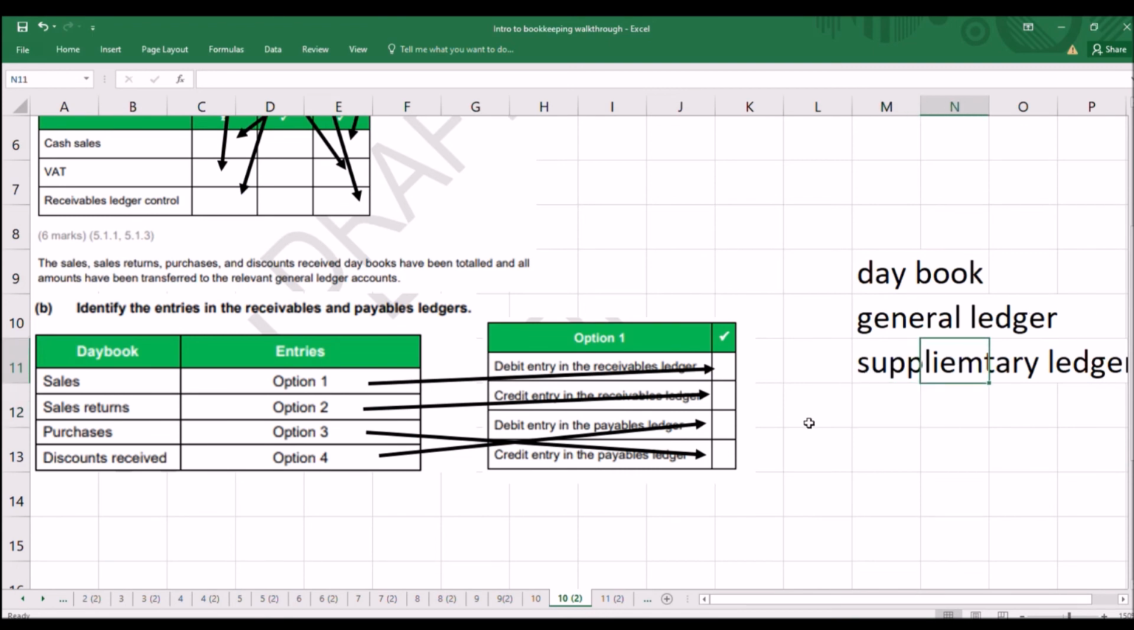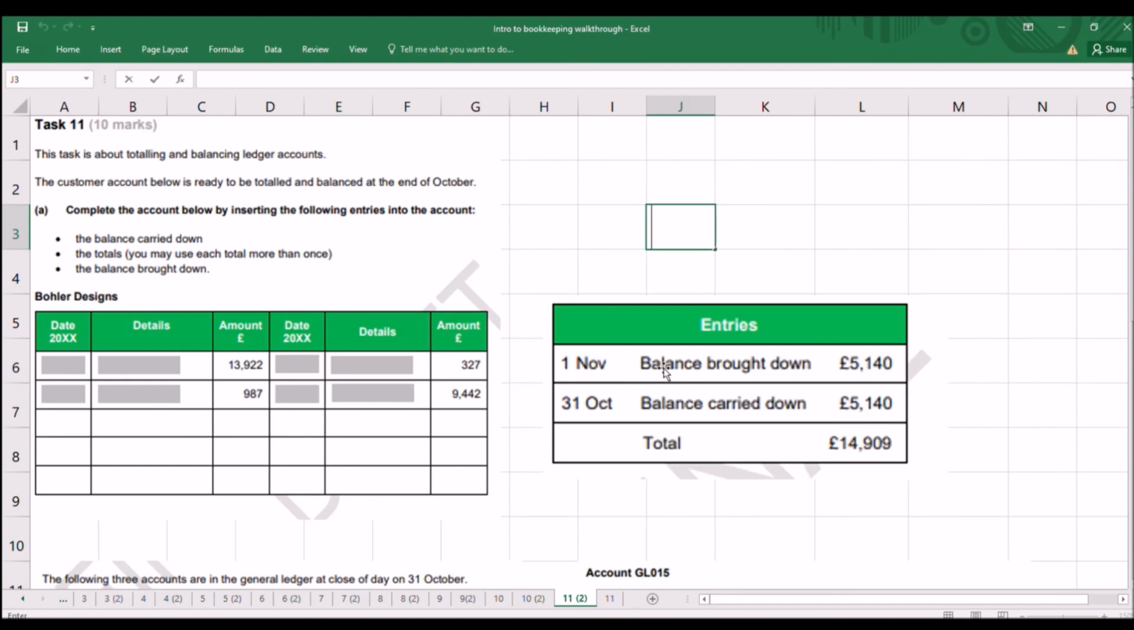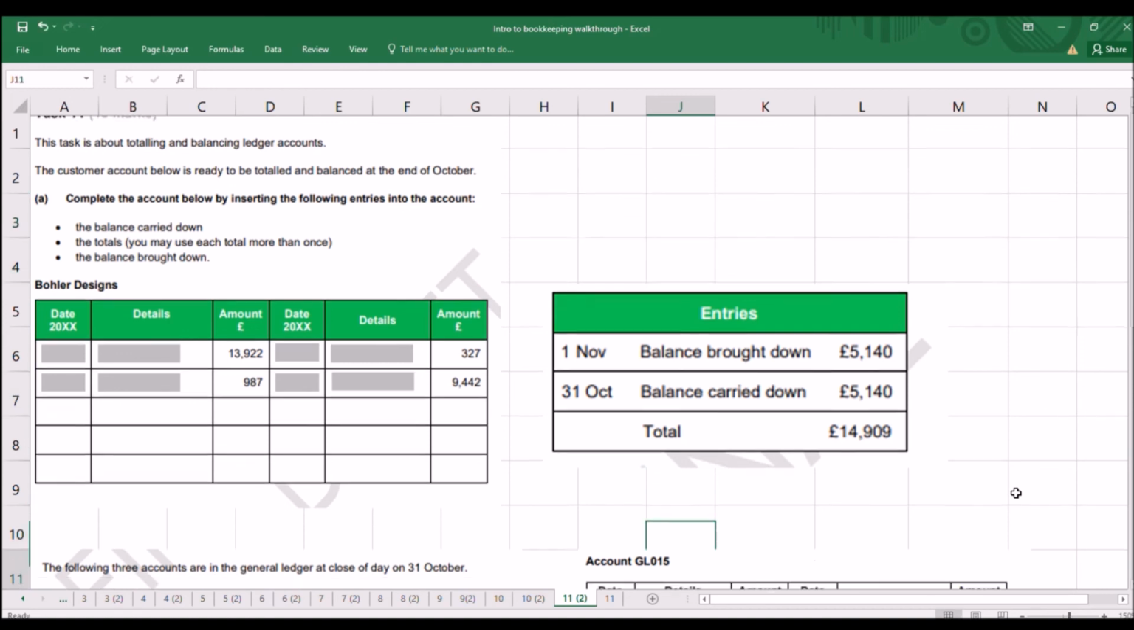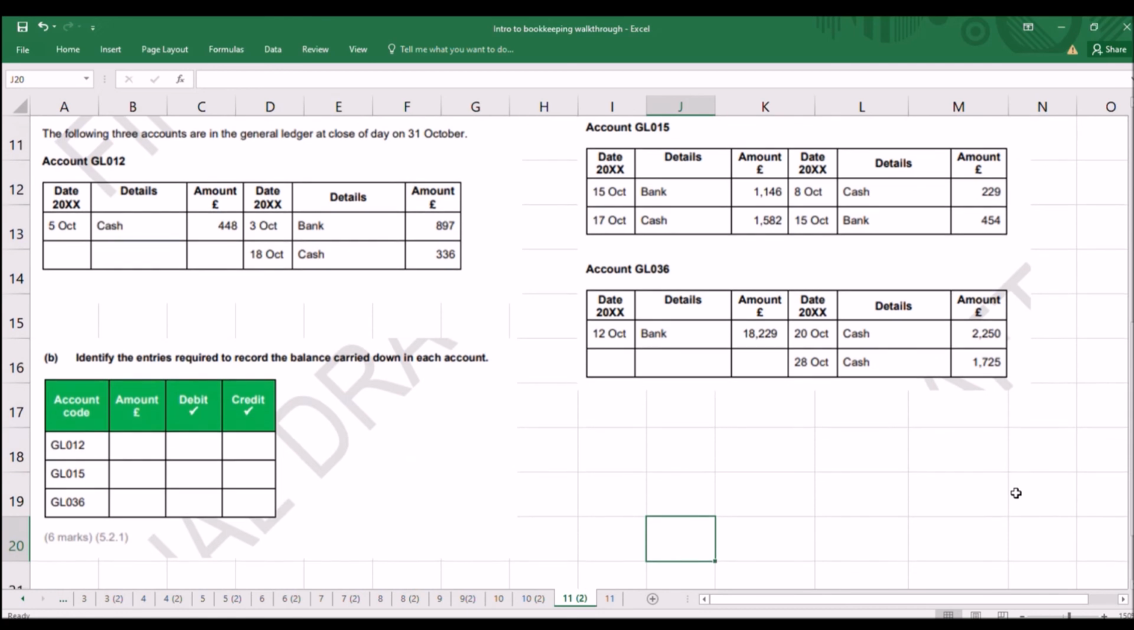So that's the end of question 10. So last question, Task 11. So we've got a ledger account. So we've got a balanced ledger account in here. In this case, a trade receivables ledger, I think. So balance that down. Give you a second to pause there for you to have a look at that. If you pause it, and then the end of it, which is working out what the balances are in each of these general ledger accounts here.